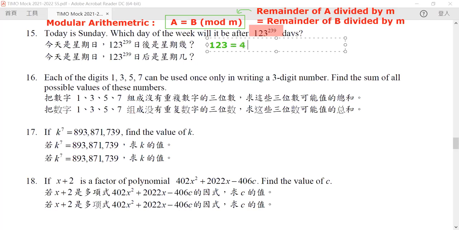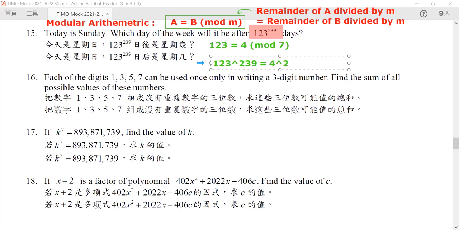So 123, when divided by 7, has the same remainder as 4 divided by 7. They are both equal to 4. So we can replace this 123 by 4. Since that's the case, our 123 to the power of 239 is equivalent to 4 to the power of 239. Or in other words, it will be equal to 2 to the power of 478.